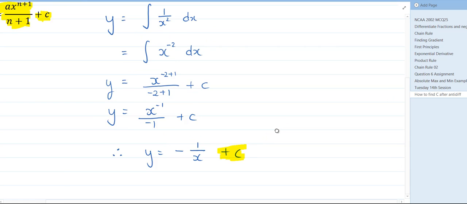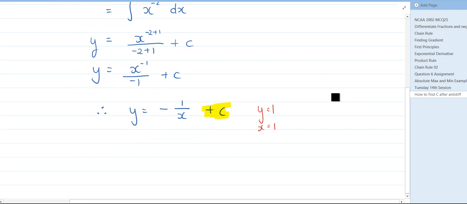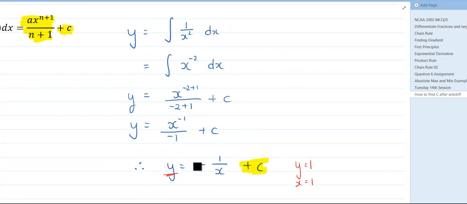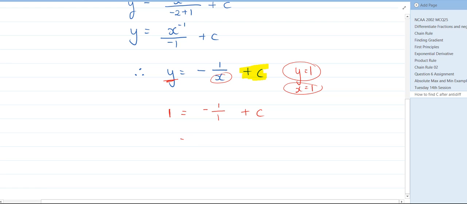But don't you worry, remember they told you that when y is equal to 1, x is equal to 1. Well, I've got my equation here. This is y, not dy dx. I'm not looking for this. I'm looking for y. So y is apparently 1 when x is 1. If I substitute those in, I've got 1 equals negative 1 over 1 plus c, and solving for this gives me 1 equals negative 1 plus c, so c must equal 1 plus 1, which is 2.